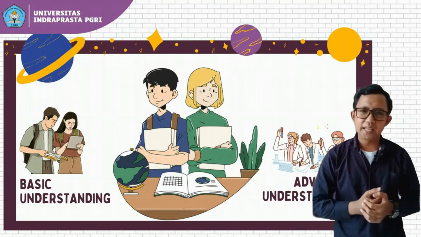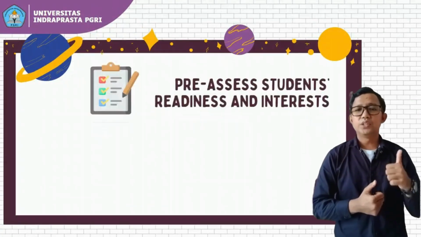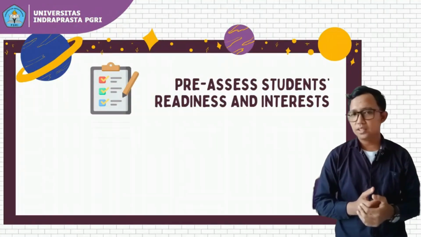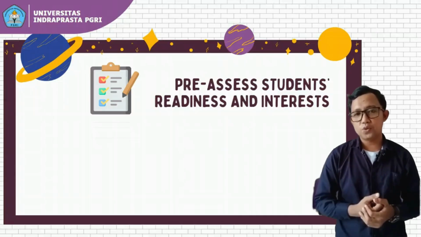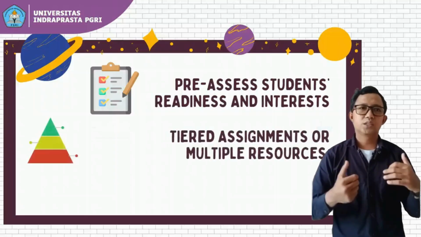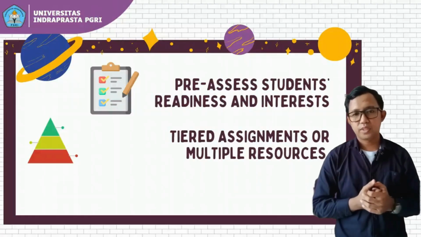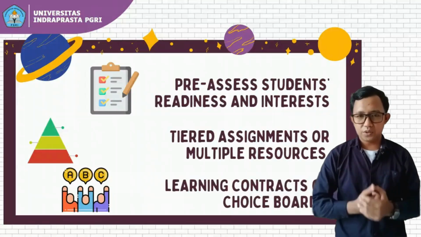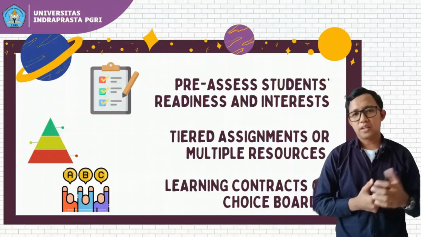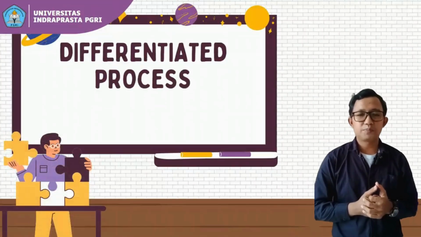So how do we apply differentiated content? The first thing we have to do is pre-assess students' readiness and interest. This is very important. We have to know their readiness and interest. The second one is we provide tiered assignments or multiple resources. And the last, use a learning contract or choice board. Okay, let's move to the second strategy. This is about differentiated process.